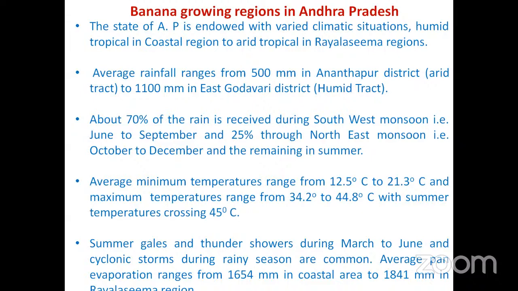The average minimum temperature recorded in Andhra Pradesh ranges from 12.5 degrees to 21.3 degrees centigrade, whereas the maximum temperature ranges from 34.2 degrees to 44.8 degrees centigrade, with the summer temperature crossing 45 degrees centigrade. Summer gales and thunder showers are very common during March to June, and cyclonic storms are common during the rainy season, mostly in coastal areas. The average pan evaporation readings range from 1,654 mm in the coastal area to 1,841 mm in the Rayalaseema region.